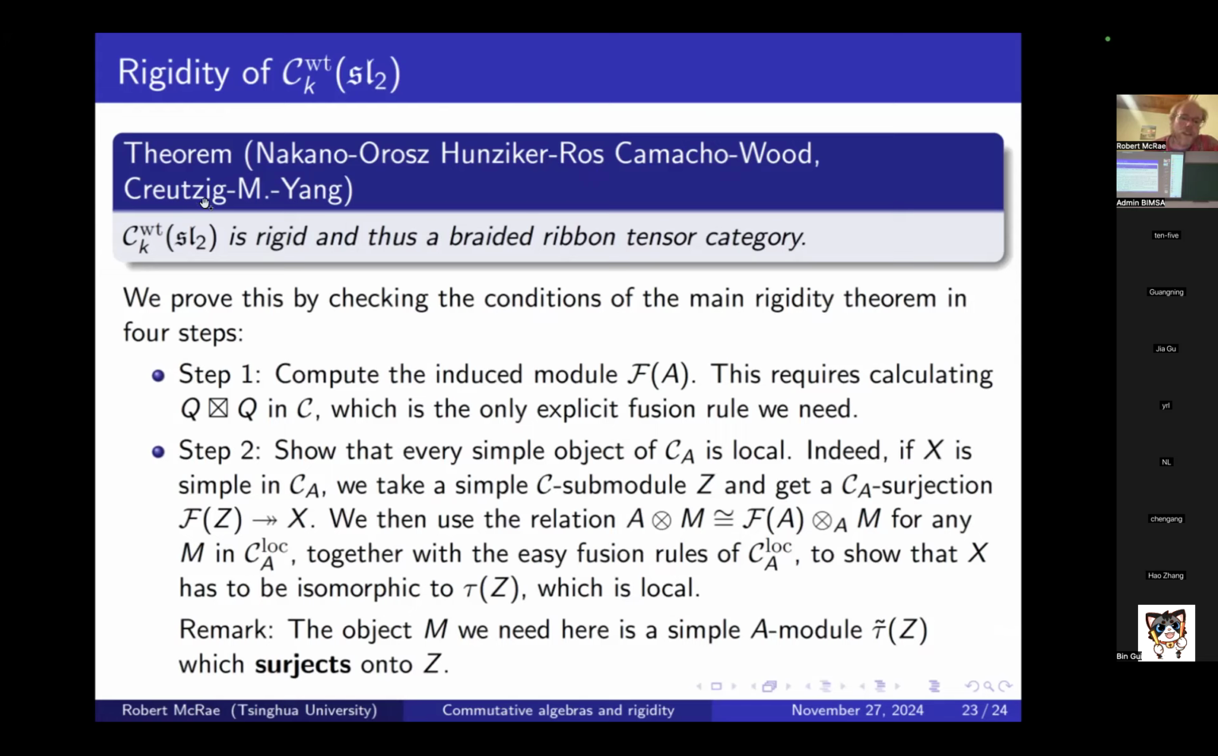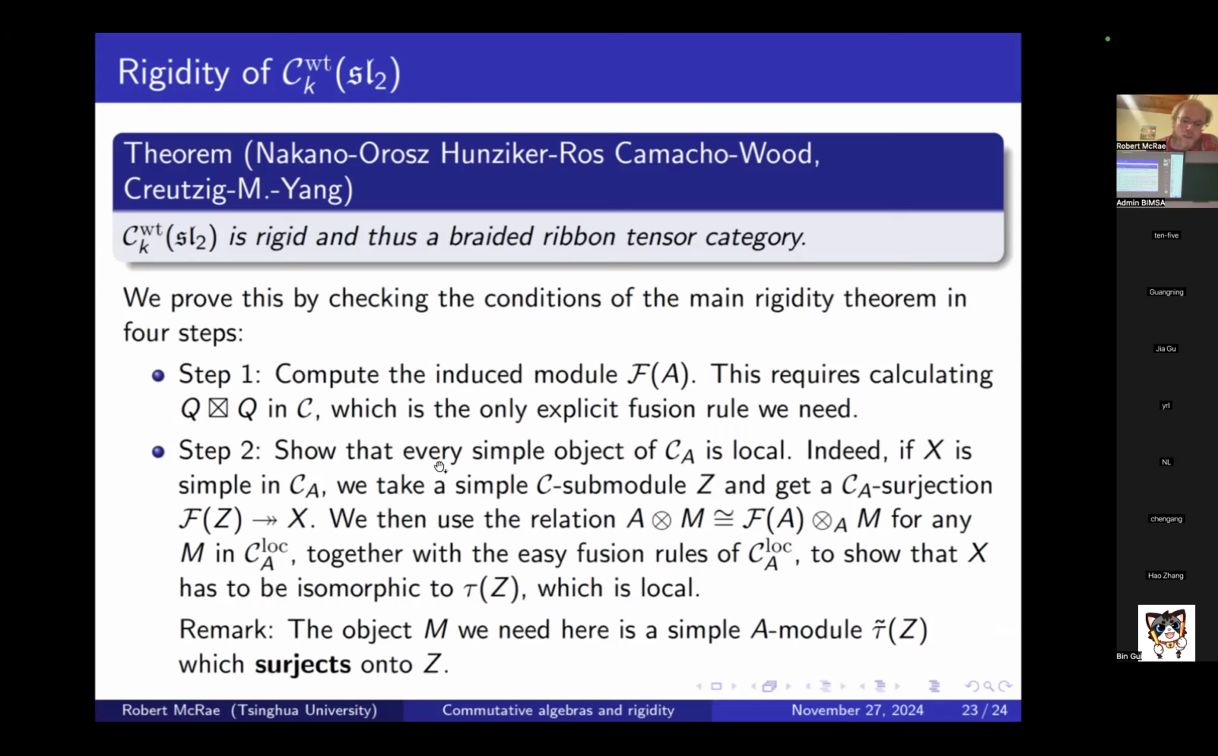And then in the other proof by Thomas Creutzig and Jinwei Yang and myself, what we did was we checked the conditions of our main rigidity theorem, starting with rigidity for CA local and then getting rigidity for C. So there are 4 steps to the argument. First, we compute the induced module, f of A, as an object of CA. This requires just calculating one non-trivial fusion rule in the category C. That's the only fusion rule that we need.